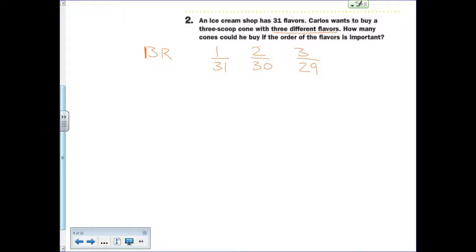So in order to figure out how many different permutations he can make where order matters in the ice cream flavors, we would have to multiply 31 times 30 times 29, and we would find out he actually has 26,970 possible ice cream cones that he can make if the order that the ice cream comes in on the cone is important. That's a lot of different choices.